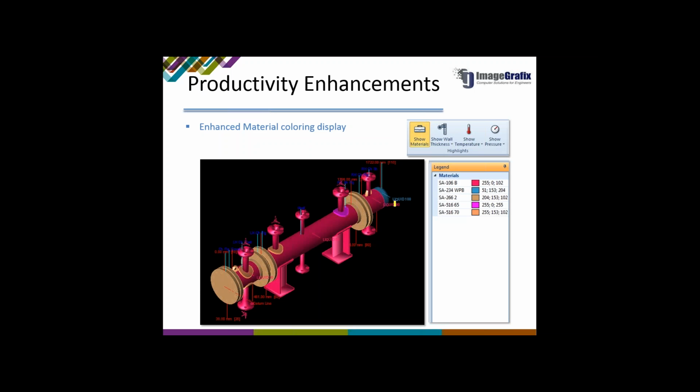Then the next productivity is the color coding display. This is just a legend which was there in the earlier version also, but since they have added a repad in this version, you can figure out that this is the nozzle with the repad having the material SA516 grade 65, and this is the nozzle with the repad whose material is SA516 grade 70. So that is the only addition they have made. Rest everything was there in the earlier version also.